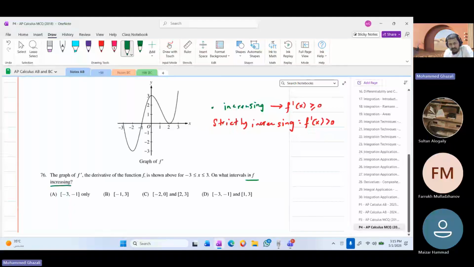Now, that's what they have. The concept that they have used here is increasing. Increasing means f prime x is greater than or equal to 0. So when is the graph positive here? This is already the graph of f prime. When is it positive? Positive means above the x-axis. So that will be negative 1 to 3. The graph ends at 3.